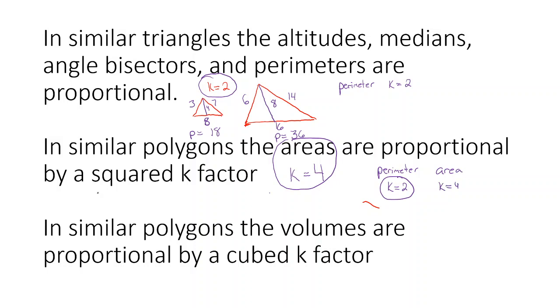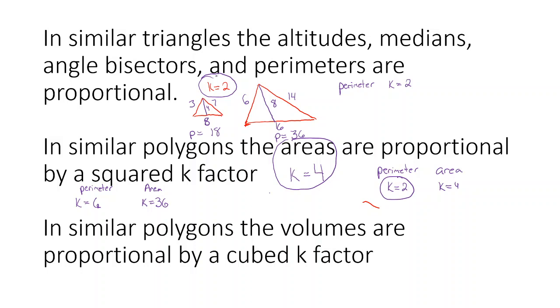So now think about it. If the K factor for perimeter is equal to 6, then for area the K factor would be 36. Doesn't that make sense? 6 squared is 36. Now for volume, it's the cube of the proportional K factor.